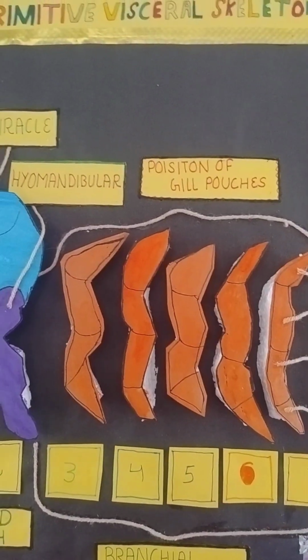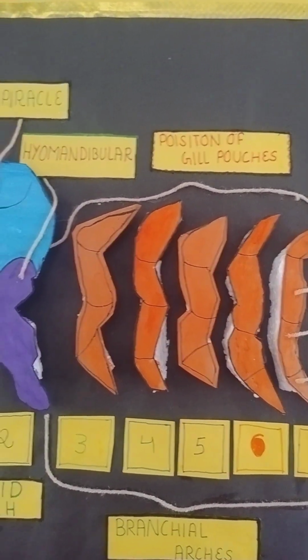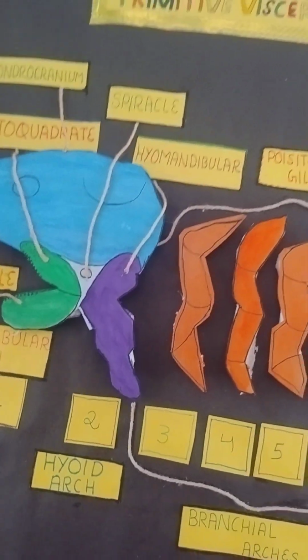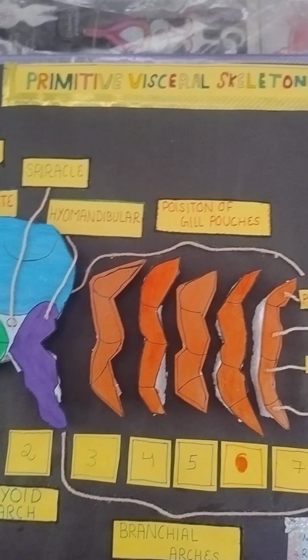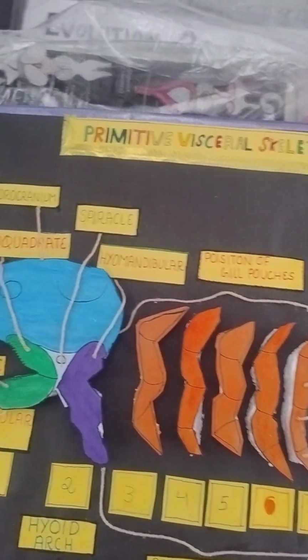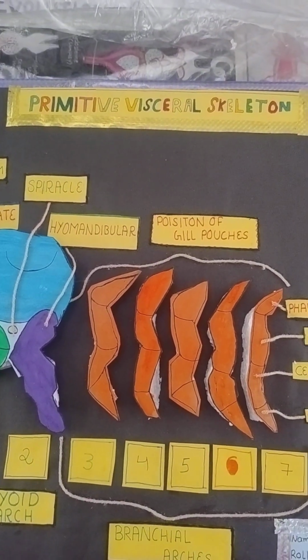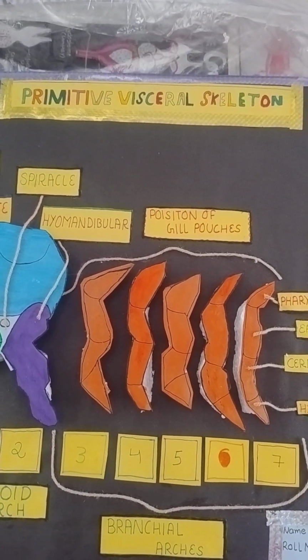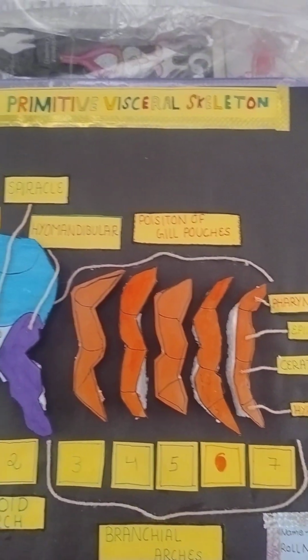This is a chart showing a very important concept, that is the primitive visceral skeleton, or basic structure of visceral arches. First of all, you should know what we mean by visceral arches. In primitive aquatic animals like fishes, there are cartilaginous or bony arches which encircle the pharyngeal region.